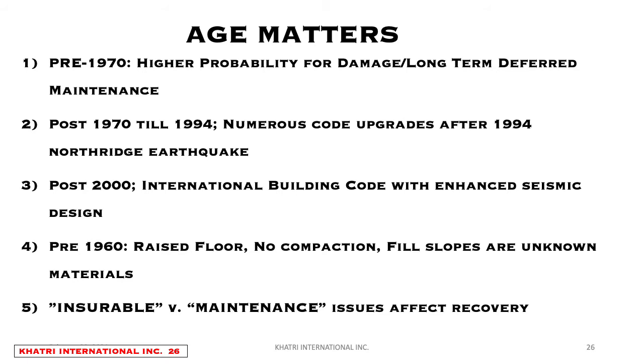So I divide up structures in California, and it really applies nationwide, but mostly in California, into categories. There's the pre-1970, the 1970 to 1994, and then you have 94 to 2000, and then anything post-2000 usually has pretty good code provisions. Anything pre-1960 is really kind of a wild card because that was in the day and age when there were no compaction requirements, fill slopes or unknown materials. So buildings that are older than 1960 obviously have a lot more problems because they're older.